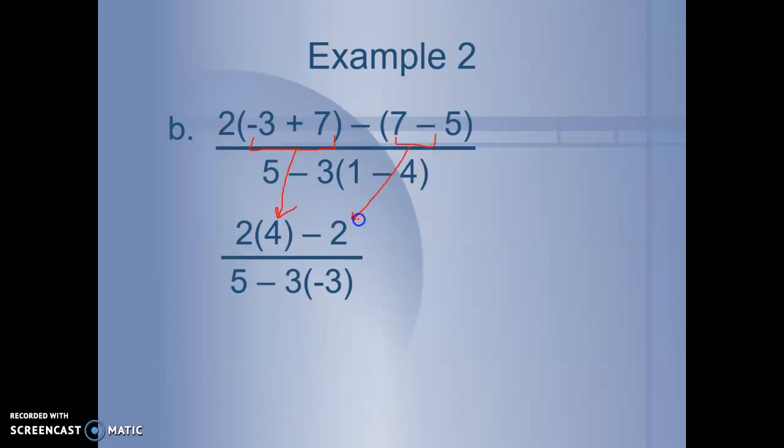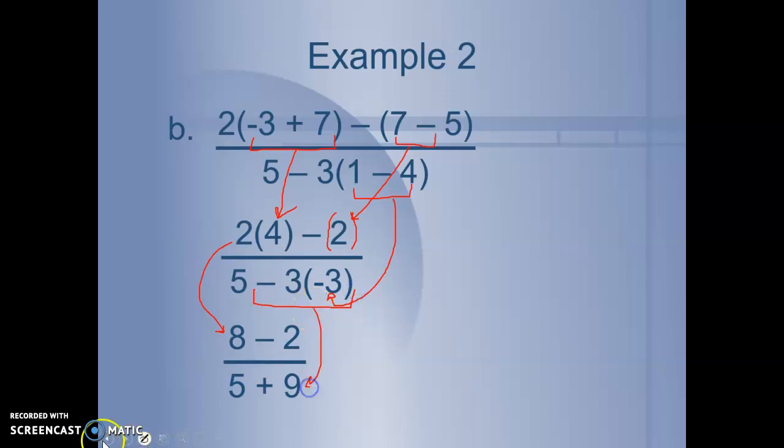7 minus 5 is 2. That's what that became. And this 1 minus 4 became negative 3. We're then going to do our multiplication. Up at the top, we've got 2 times 4, and on the bottom, we've got negative 3 times 3. 2 times 4 is 8, and this negative 3 times negative 3 becomes a positive 9.